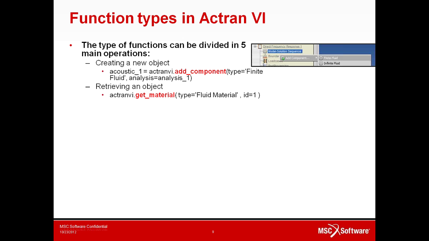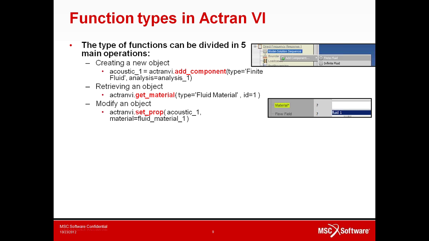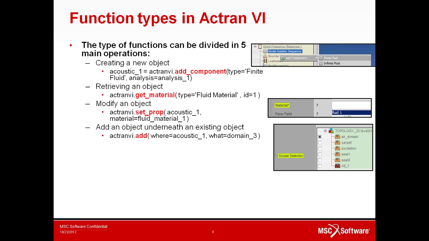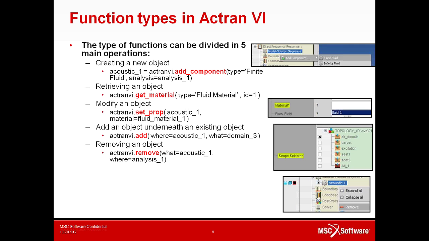The operations consisting in retrieving an object that has not been referenced because it has been imported, for instance. The operations consisting in modifying an attribute of an object are supported by the setProp function and can be applied to all types of objects. Please note that multiple attribute changes can be performed within the same API command using this function. The add function allows to add an object underneath another object, typically for referencing a domain within a component or boundary condition. Finally, objects can also be removed from the internal database.